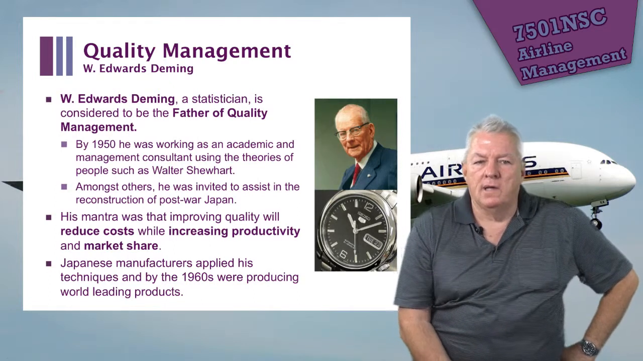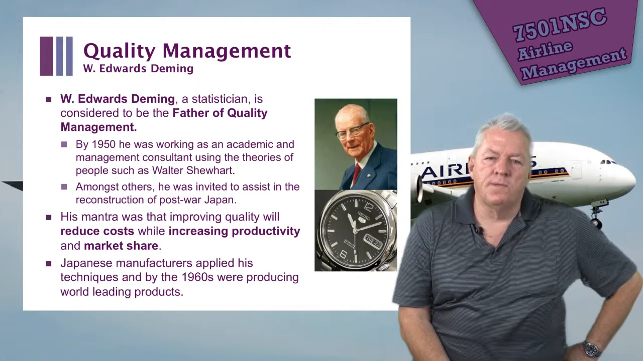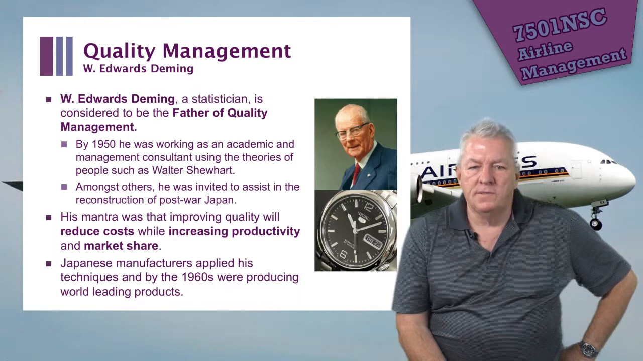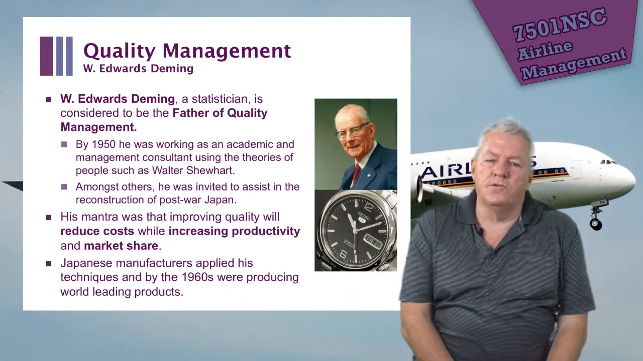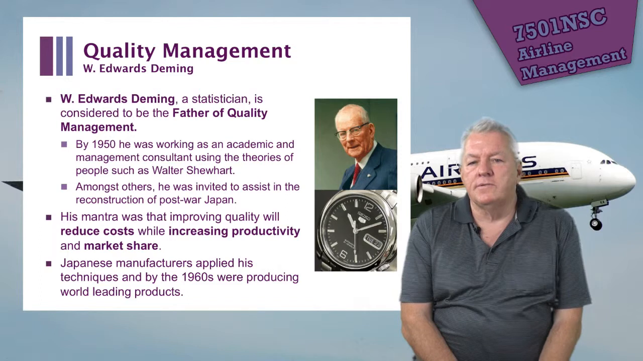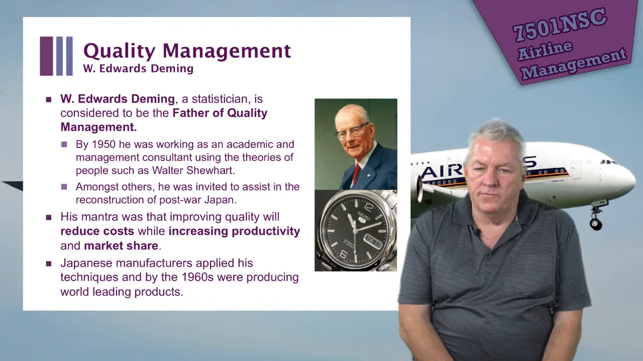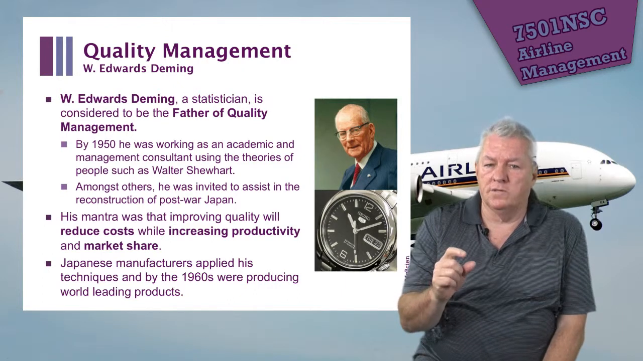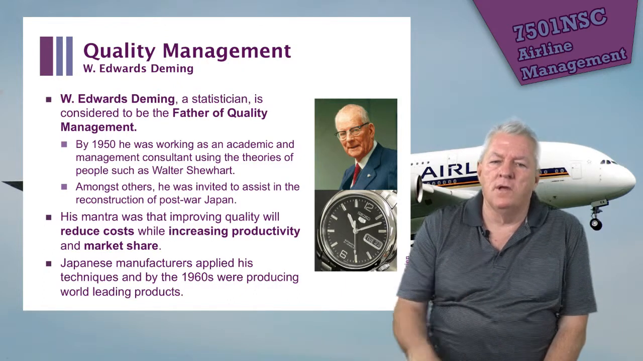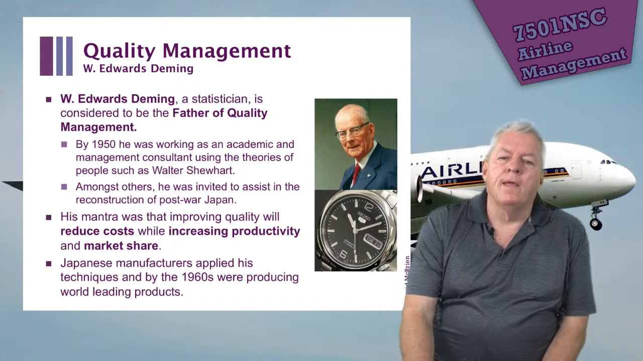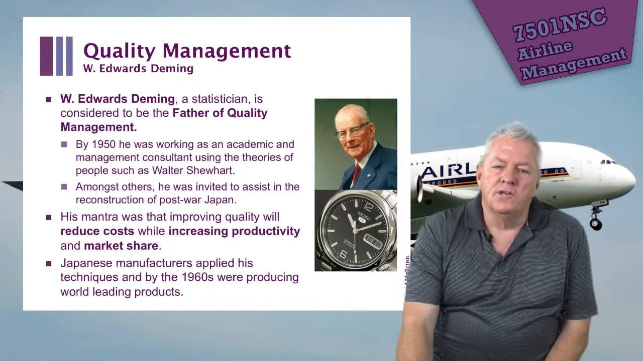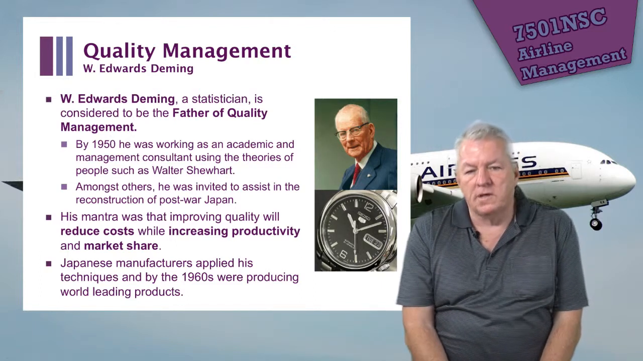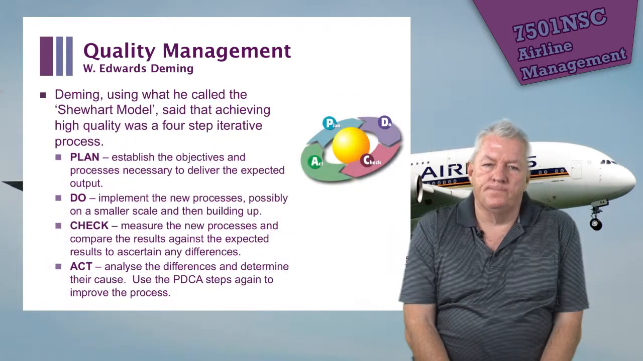Edwards Deming was a statistician. He's considered to be the father of quality management. He was working as an academic in the 1950s, using the theories of people such as Walter Shewhart, and amongst others, he was invited to assist in the reconstruction of Japan. His mantra was that improving quality will reduce costs, so they'll reduce production costs while increasing productivity and market share. The Japanese manufacturers applied his techniques, and by the 1960s they were producing world-leading products.